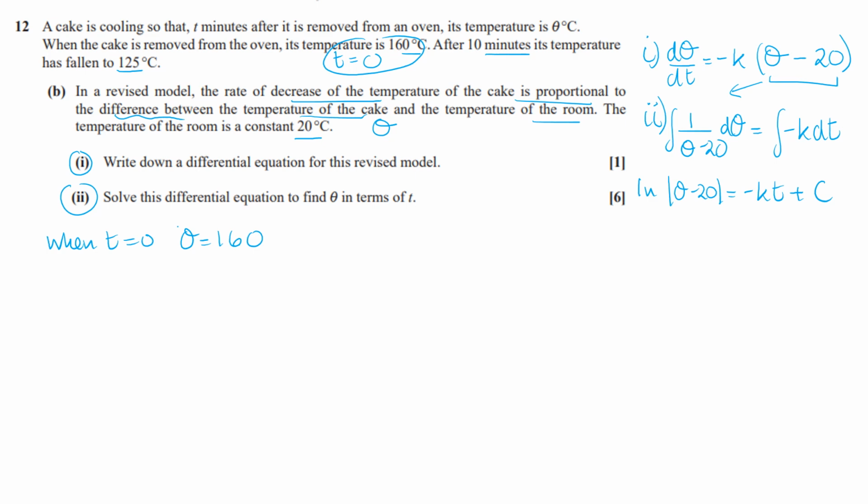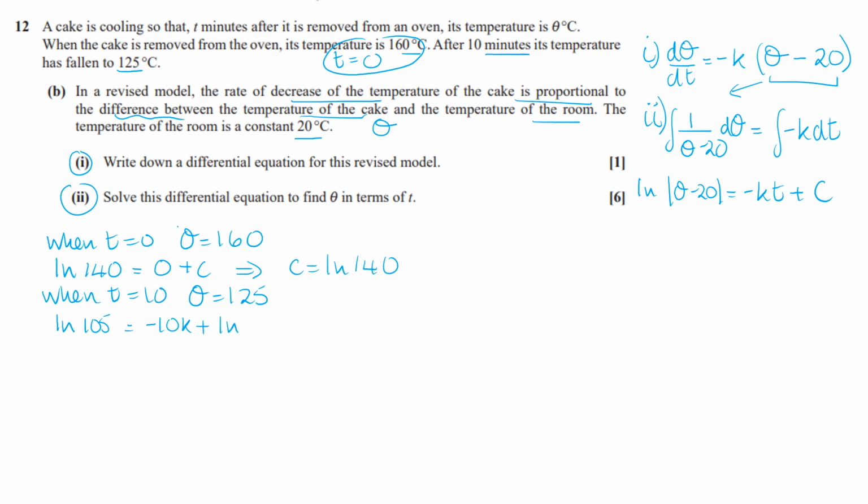So feeding those in, we're going to have the ln of 160 minus 20, 140, is equal to, well, as t is 0, you're going to have 0 plus c. So that tells us c is the ln of 140. And then the other bit of information to find k, when t is equal to 10, theta is 125. So the ln of 125 minus 20, which will be 105, is equal to minus 10k plus, now we know what c is, ln of 140.